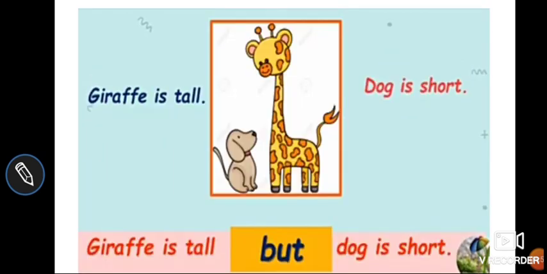Giraffe is tall, dog is short. These two sentences are clearly opposite in nature and opposite ideas. So how do you combine these two sentences? Giraffe is tall, but dog is short.